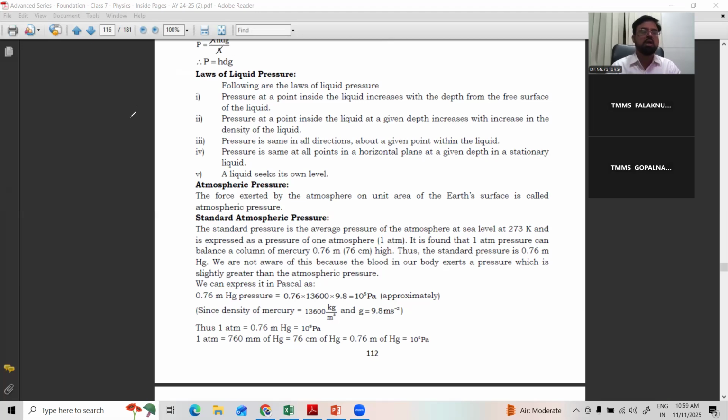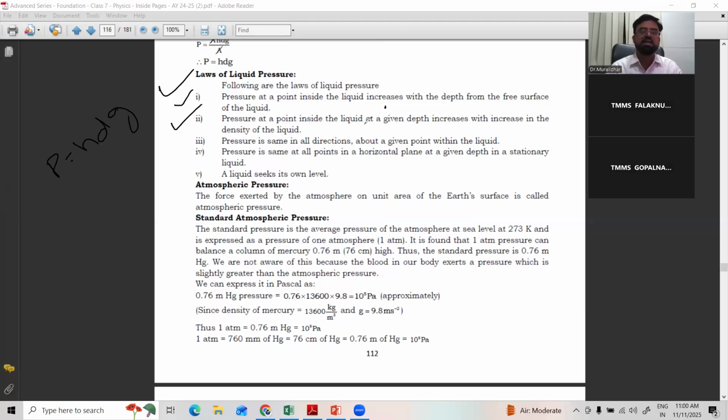Okay. So the laws of liquid pressure. After seeing that, we can conclude some statements. The pressure at a point inside the liquid increases with depth from the surface of the liquid. As you go deeper, pressure increases. P is equal to HdG, the formula is there. As depth increases, automatically the pressure increases. On the surface of the water, pressure is less. When you go deep, pressure increases.